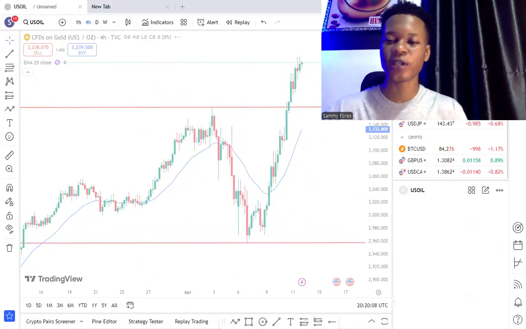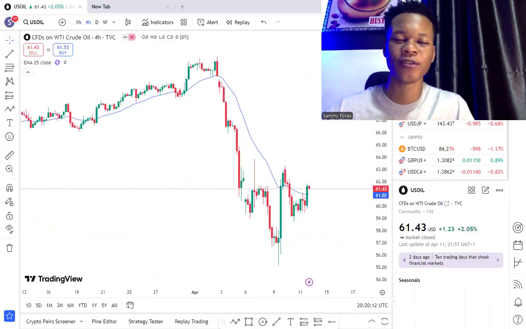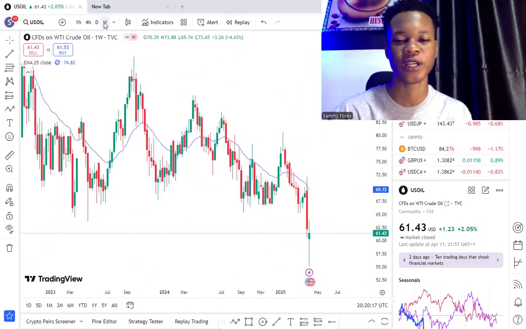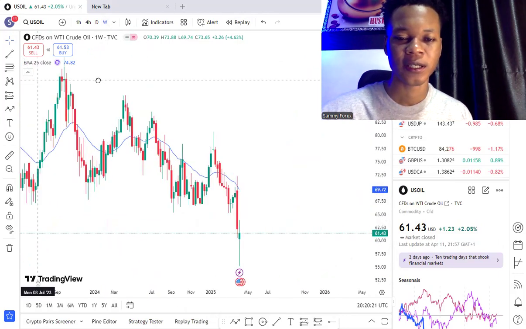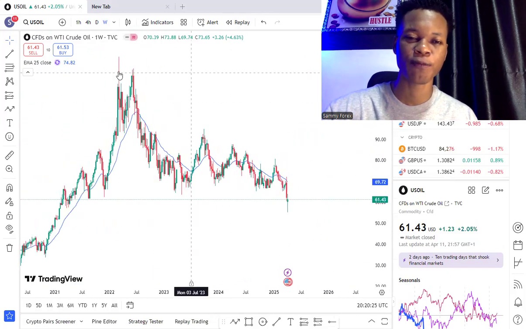Let's go down to US oil here to see what US oil has for us. So right now, US oil, let me go down to the weekly time frame to see what the weekly time frame is doing here on US oil. All right, this is our weekly time frame on US oil. If you notice, US oil is pointing down.